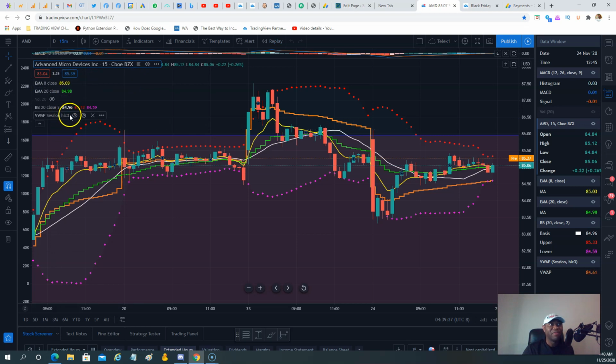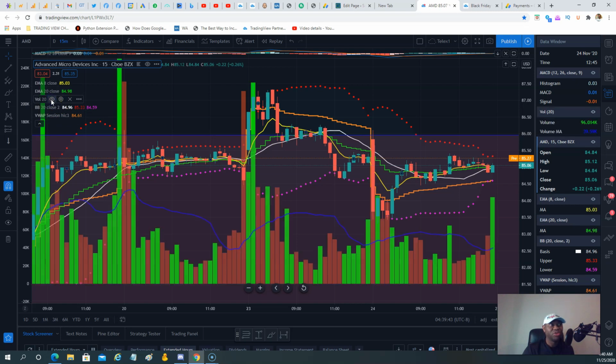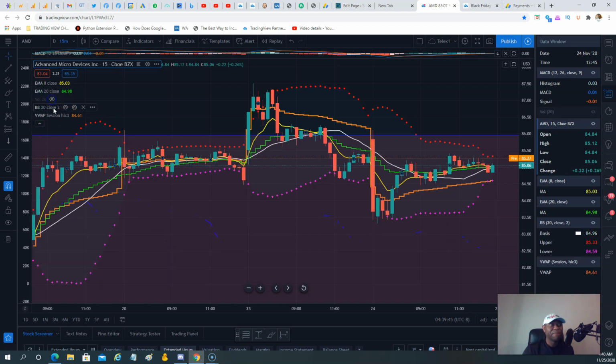So I have my VWAP, I have my volume. My volume as of now is not showing, but I can show it here. Then Bollinger Band, VWAP, exponential moving average 20, and exponential moving average 8. Why do I use exponential moving average 8 and exponential moving average 20? Because when the crossover happens, it's definitely a strong indicator of the channel.